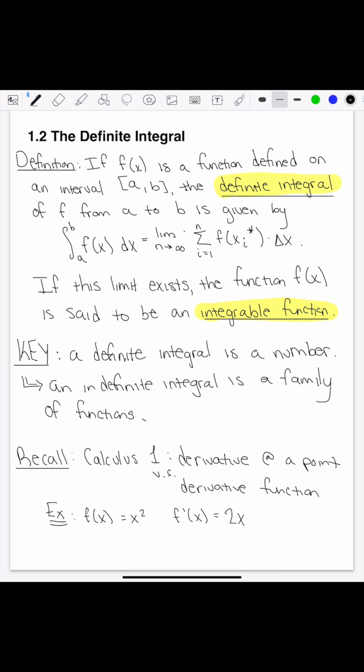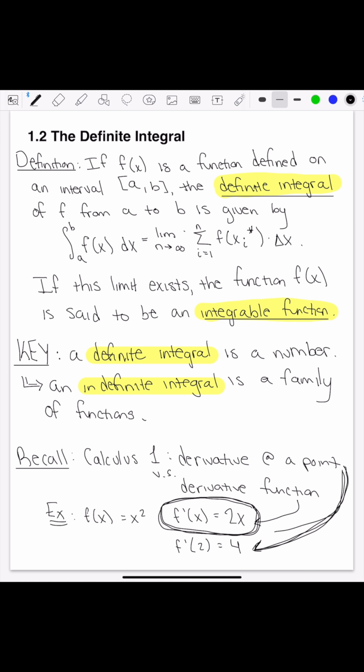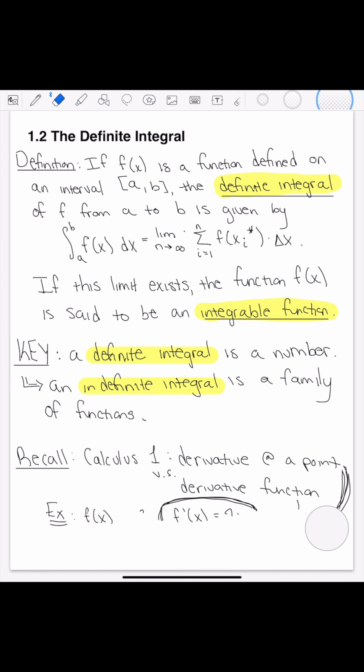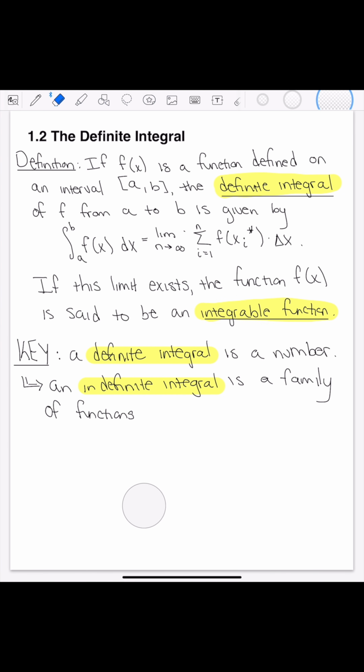But we could have asked for the derivative at 2, and that would have been 4, right? So this is the derivative at a point versus the derivative function. As you can see, this is a function that you can apply for any x. Similarly, an indefinite integral will be a family of functions where you could plug in lower and upper bounds if you wanted to, versus with the definite integral, you always get a number out, the same way you would always get a number out for the derivative at a point. And remember, the definite integral is the area under the curve. Okay, and that'll all make sense once we start going into the integral formula.